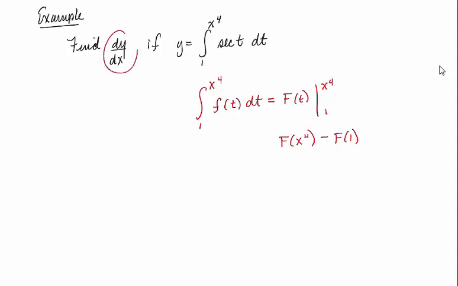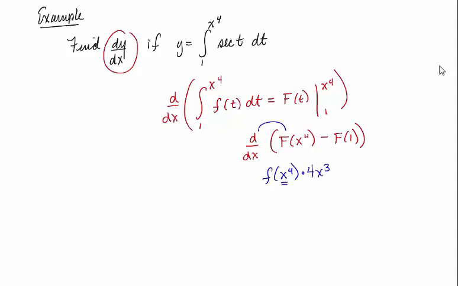Now remember, we want to find the derivative of this. So we're going to apply the derivative with respect to x of our result, which means if we take the derivative of big F, we get little f. But since we have an embedded function, we need to use the chain rule, and that's going to be 4x to the third. When we take the derivative of big F of 1, remember this is a constant, a number we get when we plug in 1 to big F. So this is going to be 0. So the result we have here is 4x to the third times little f.